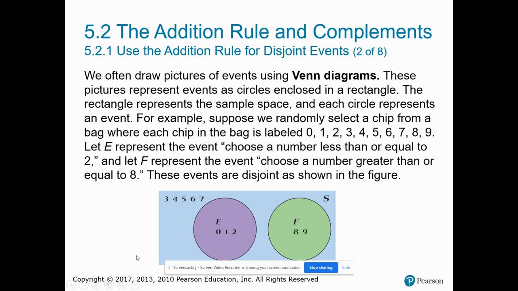And if you can picture a Venn diagram, if the circles overlap, then they are not disjoint. They do have something in common. Disjoint means they don't have anything in common.